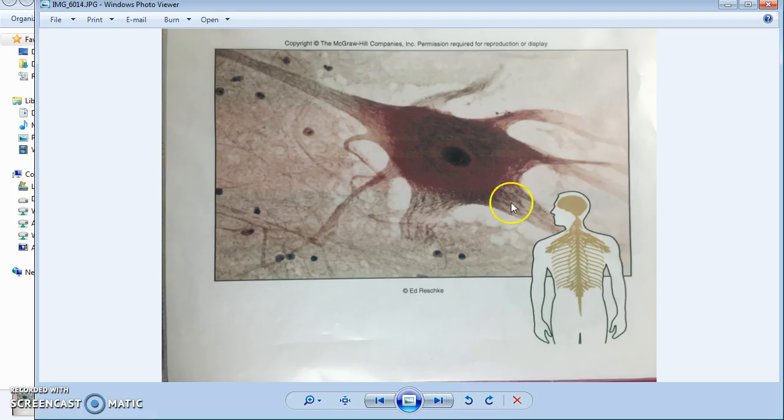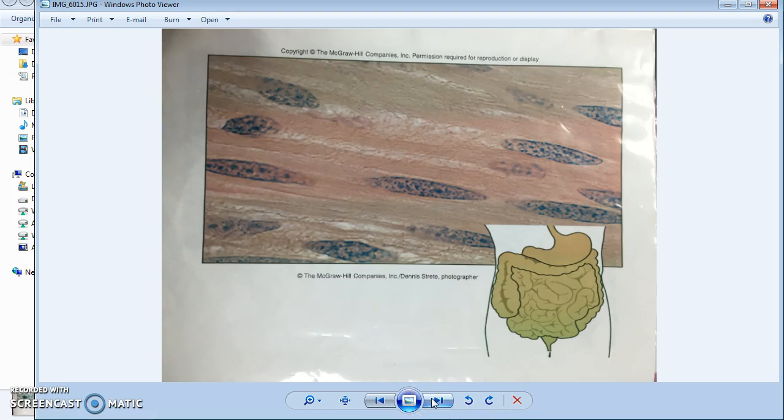Here we have a large cell body with a nucleus. We have finger-like projections here that are short, called dendrites, and then a long single projection called the axon, and our reference point here is the brain and the spinal cord and the peripheral nerves, and so this is a picture of the nerve tissue. Alright, and then here we have large nuclei with the strands of smooth muscle, and so this is lining the GI tract, and this is going to be smooth muscle tissue.